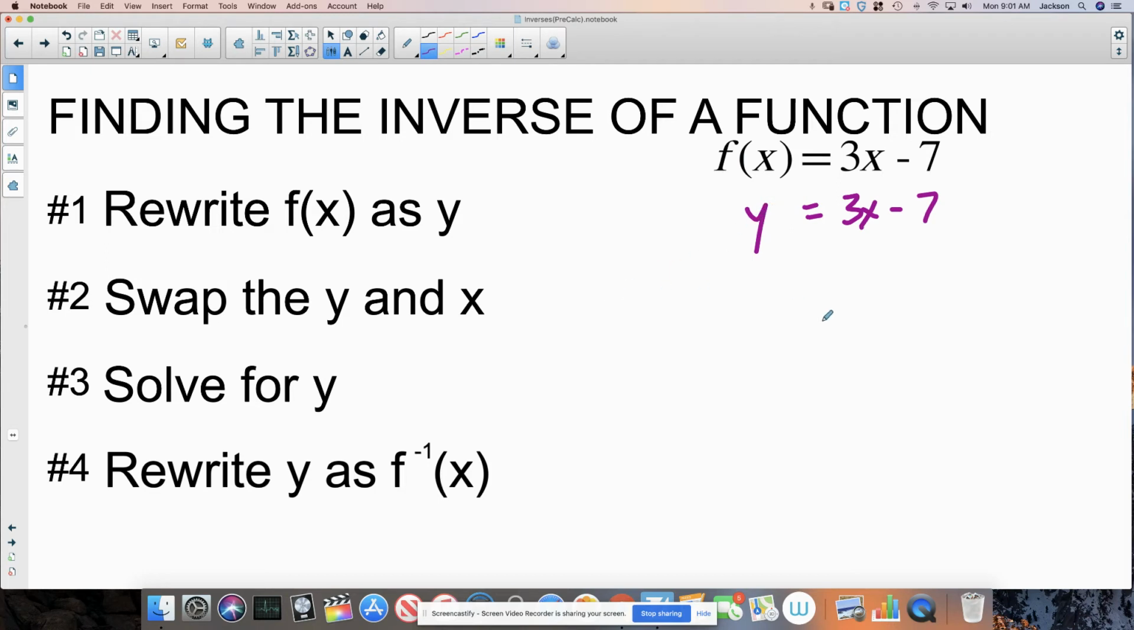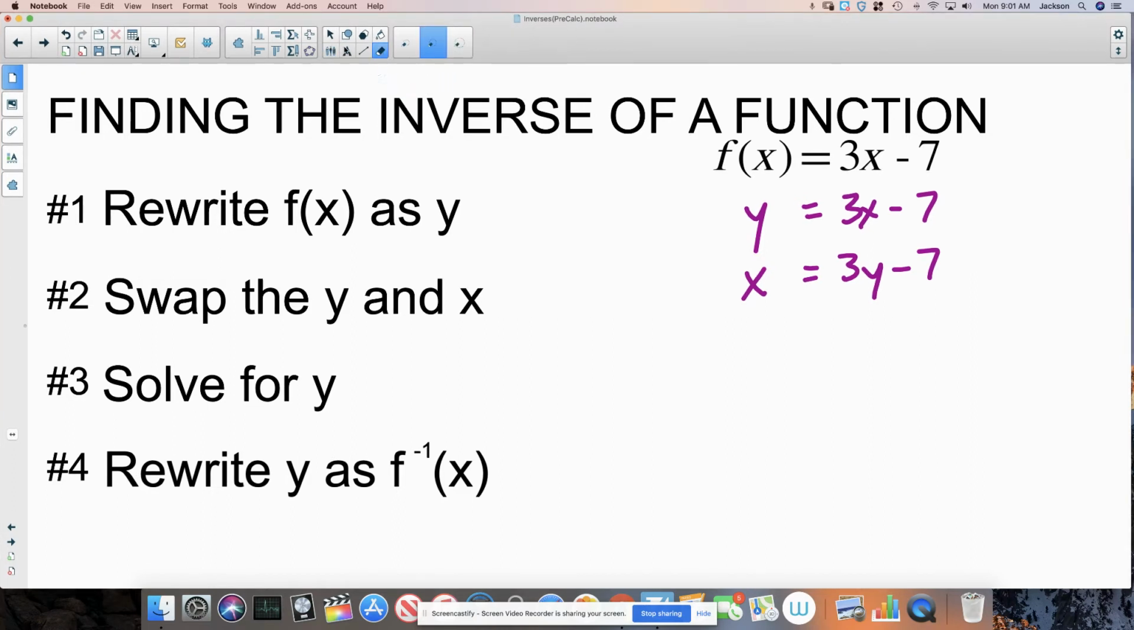Then you want to swap the x and the y's. So everywhere you see the x over here, you're going to turn every x into a y. And one thing you want to keep in mind is that when we talked about inverses before, we said that an inverse is an undoing. Think of it this way. When you look at this function f, what does the function f do to x? It multiplies it by 3 and then it subtracts 7. So we want to undo those operations. How do you undo subtraction? How do you undo multiplication? That's what we're going to do.